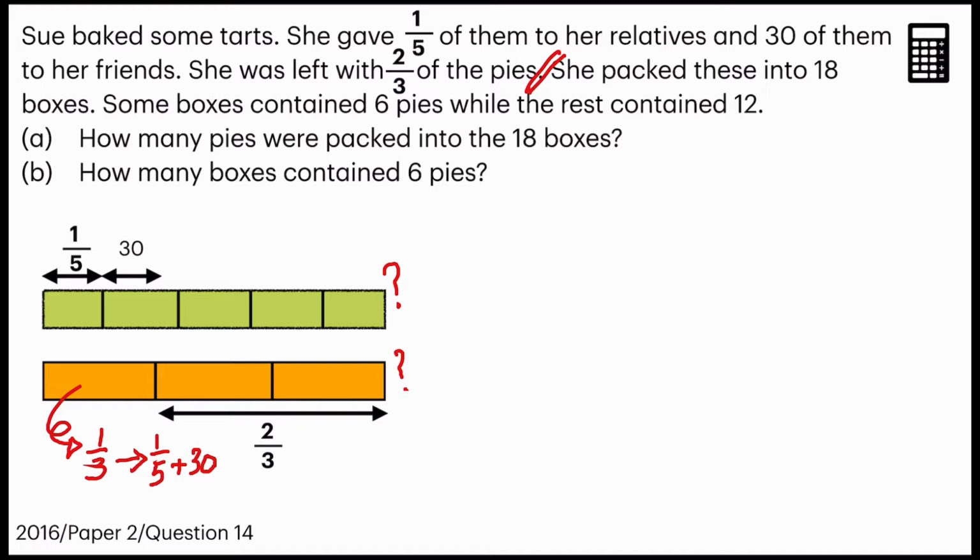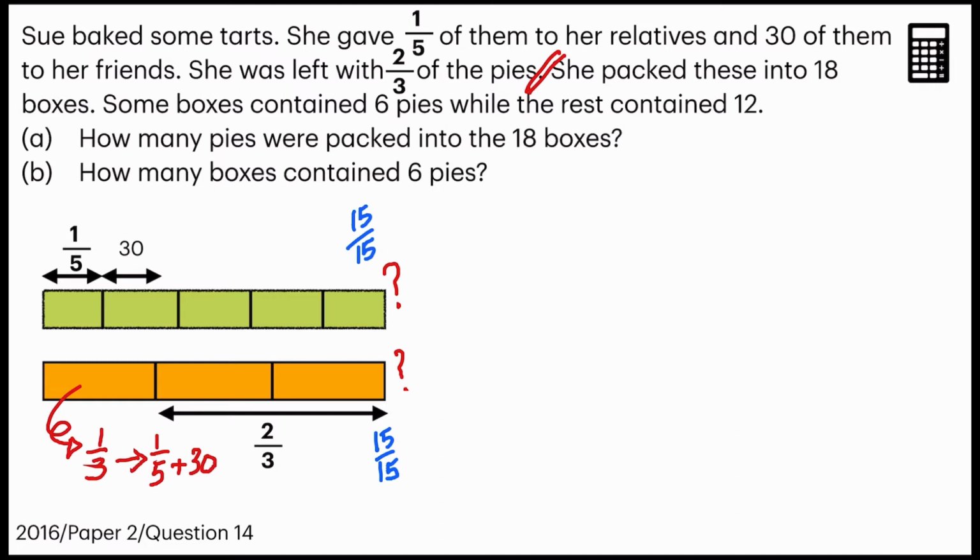So let's get started. The first thing that I'm going to do, since I know that these two models are the same, I'm going to cut it into equal parts. So let's take a look. We have a denominator of 5 and a denominator of 3. So we will have a common denominator of 15. So I'm going to make it out of 15 and out of 15. How do I do that?